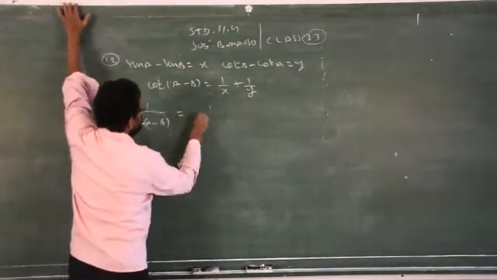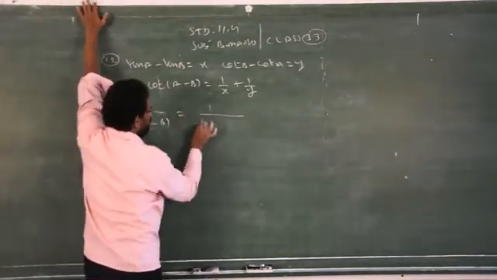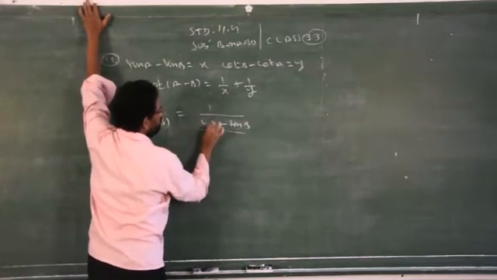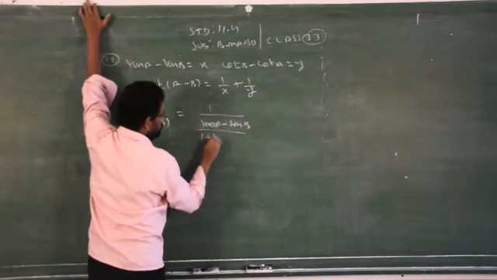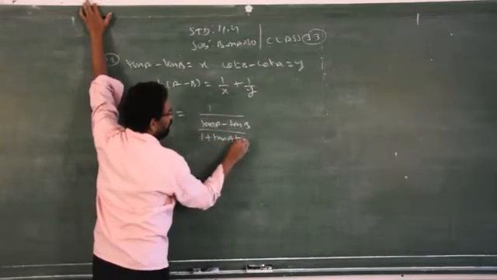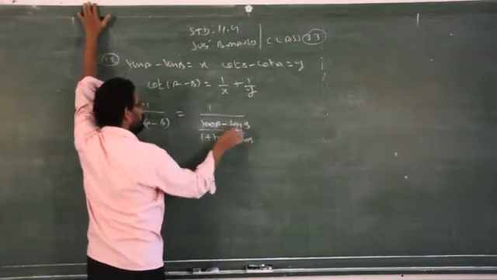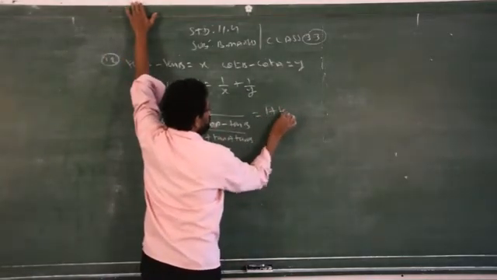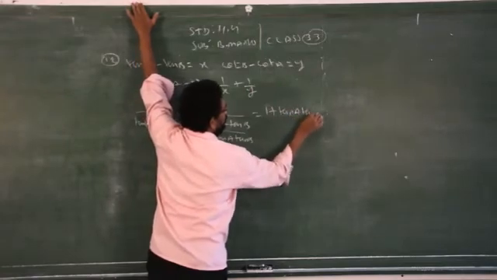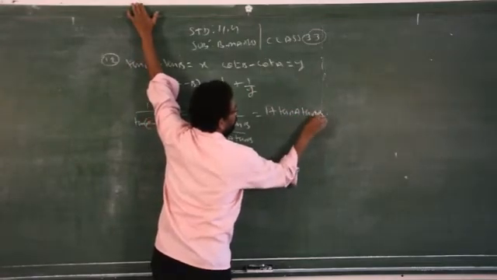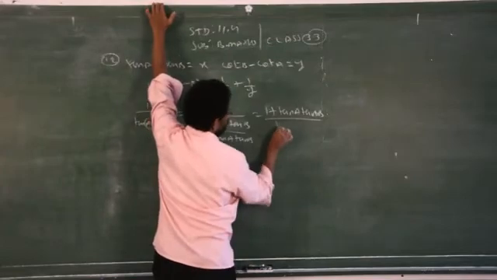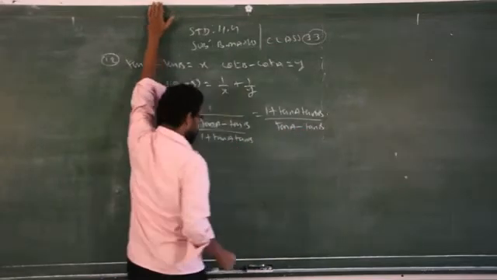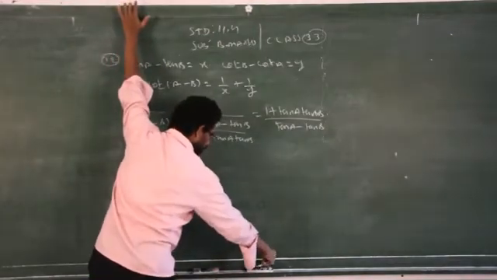So I am now replacing the tan(A minus B) formula, tan A minus tan B by 1 plus tan A tan B. So denominator goes to the numerator. So 1 plus tan A tan B over tan A minus tan B. Clear?